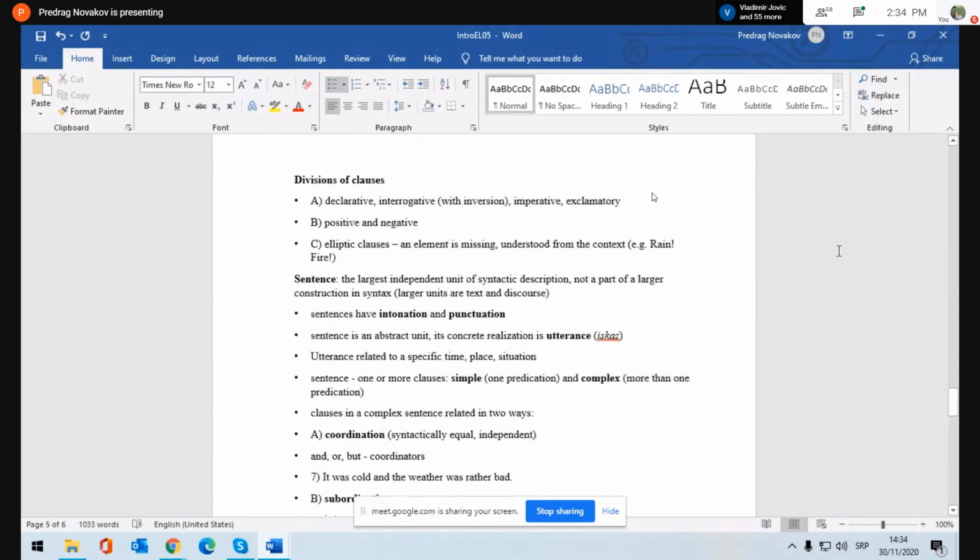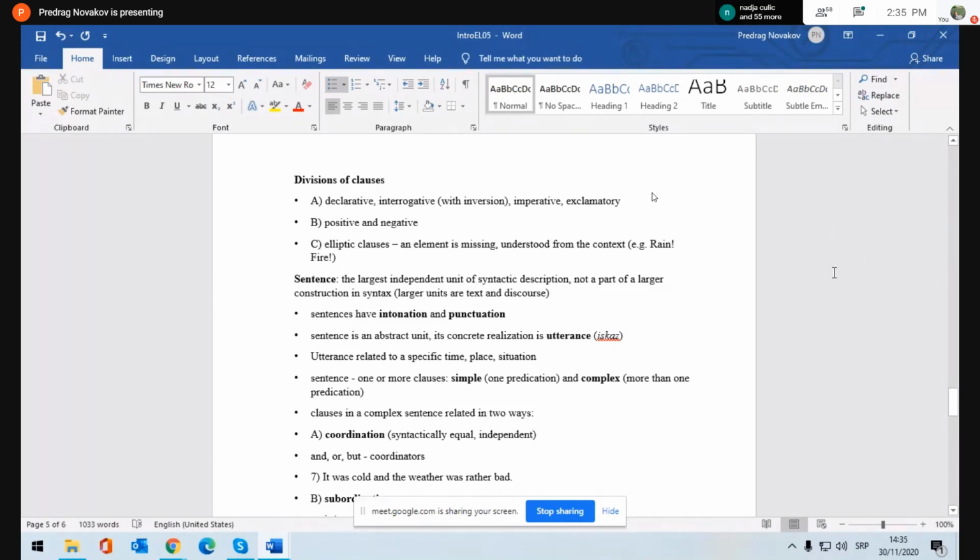Now we can proceed with the clauses and different divisions of clauses. This is important for syntax. Think about examples for the oral exam. Sometimes students get confused when they have to produce an example of different types of clauses.